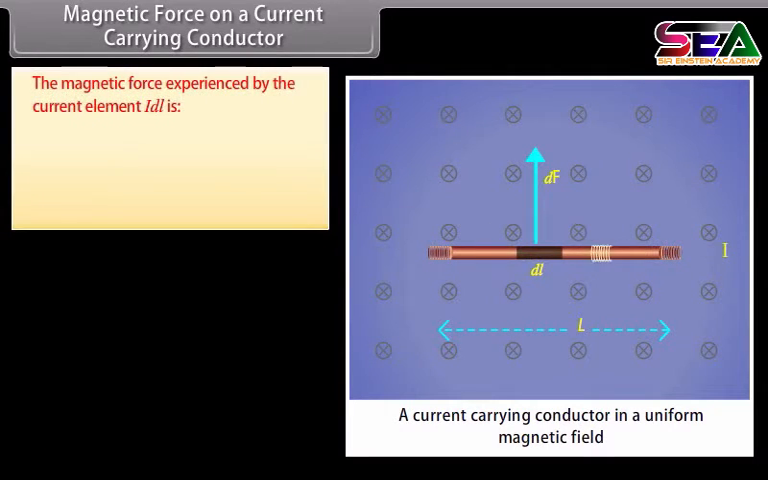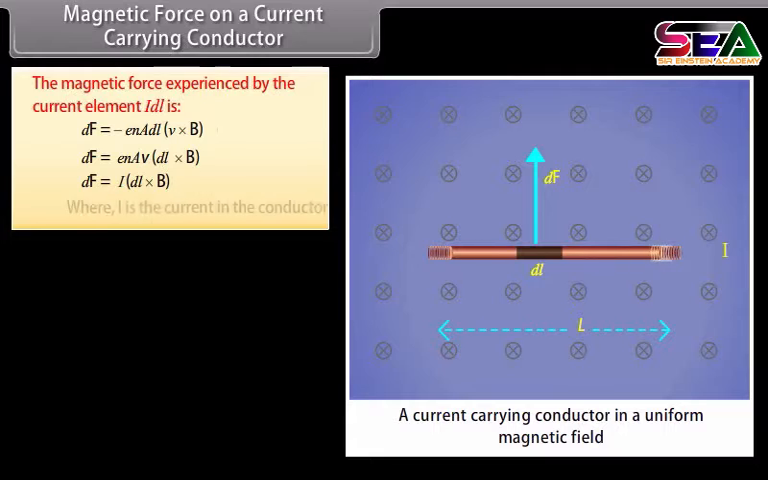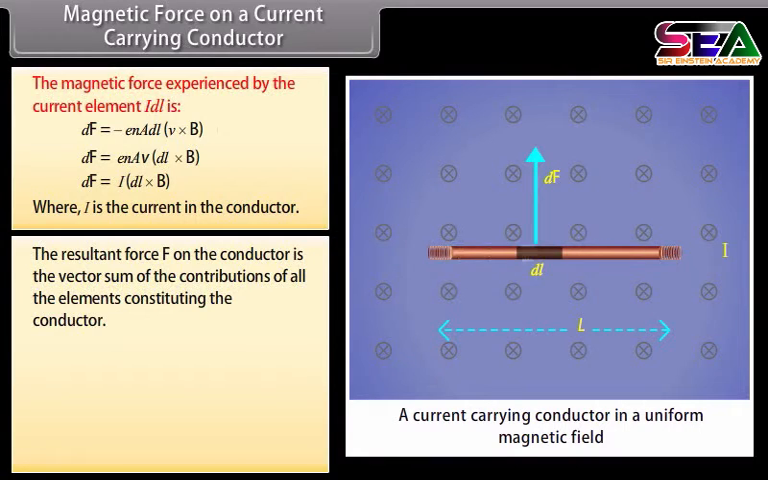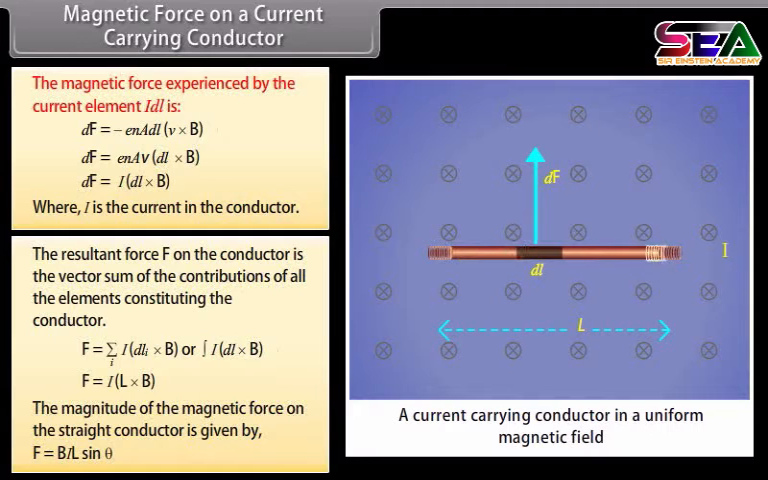The magnetic force experienced by the current element I dl is given by minus e n A dl times the cross product of v and B, which is equal to I times the cross product of dl and B, where I is the current in the conductor. The resultant force F on the conductor is the vector sum of the contributions of all the elements constituting the conductor. Now we get the result F is equal to I times the cross product of L and B. The magnitude of magnetic force on the straight conductor is given by F equals BIL sin theta.